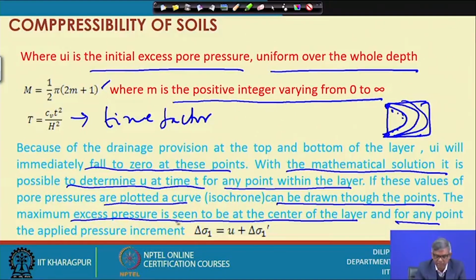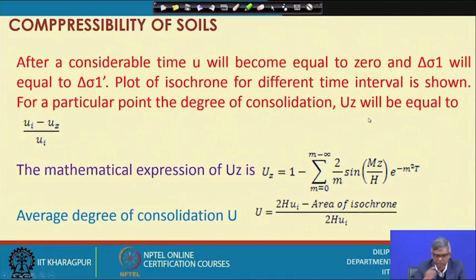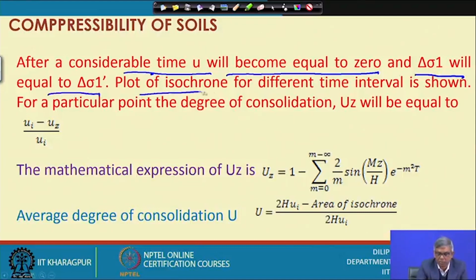The maximum excess pressure is seen to be at the center: at time t 1 this is maximum, at t 2 this is also maximum, at t 3 also maximum here. Whatever may be the time, the isochron gives the maximum value at the midpoint of the layer. The isochrons are shown in the next page. After a considerable time, u becomes equal to 0 and delta sigma equals delta sigma dash. Here is the plot of the isochrons for the different time intervals.